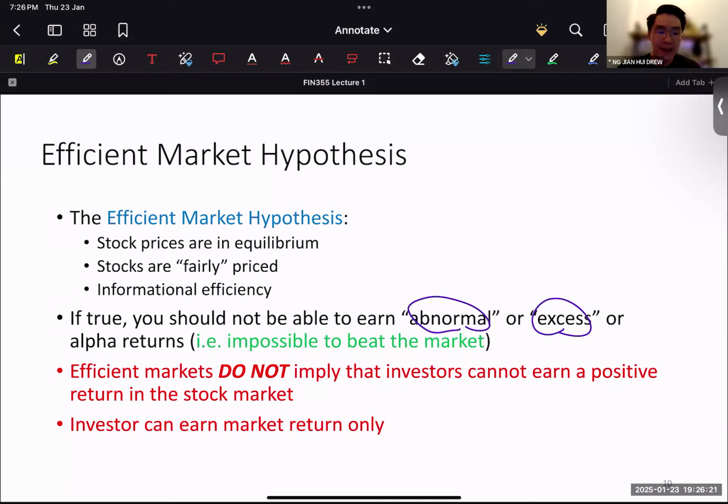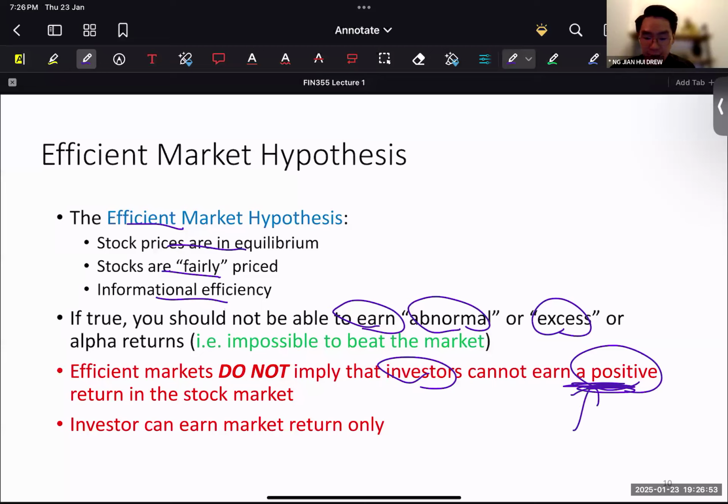So let's look at it more formally, right? More formally, efficient market hypothesis says that stock prices are in equilibrium, they are fairly priced, and information is efficient, so information is flowing everywhere. In this sense, you should not be able to suddenly earn a lot more than the market. All of you should earn market returns. So efficient market hypothesis does not imply that the investor cannot earn positive returns. Like what I said, you can earn positive returns if you take on some risk, right? But you cannot earn an excessive amount of returns. Generally, you can only earn market returns because information is efficient and stocks are all fairly priced. So you only earn the market returns. That's all.